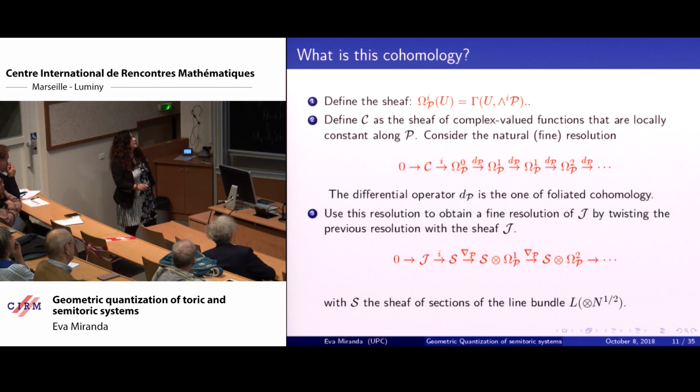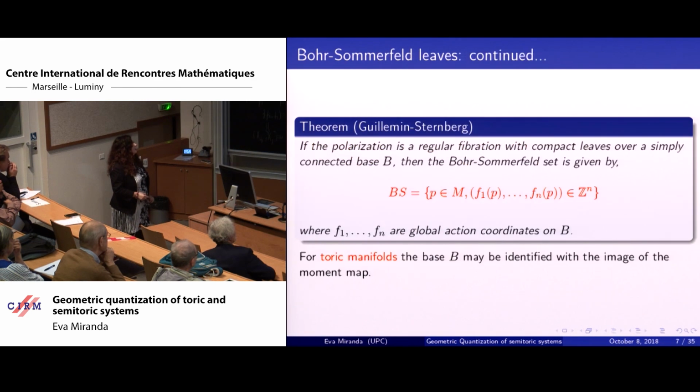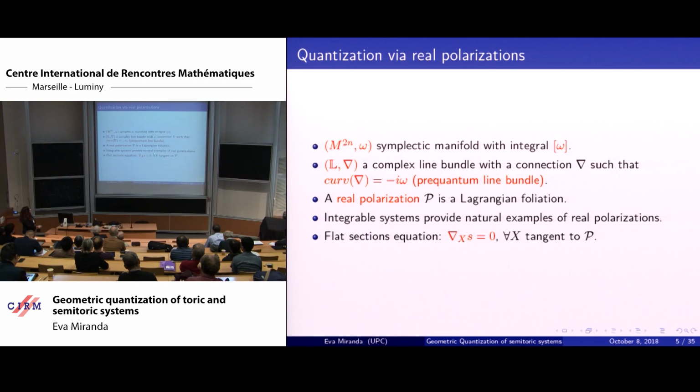Okay, and J is the sheaf of flat sections of the line bundle. Sections are flat along the directions in the polarizations. When I say flat sections, oh my God, I'm going back to my first slide. That's terrible. So notation: the flat sections equation means that this equation is satisfied for all the directions tangent to the polarization that you have fixed.